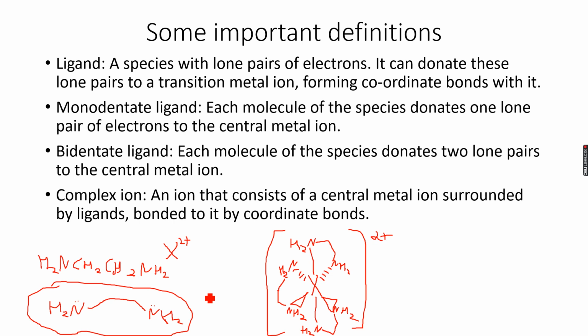Okay, so we have done these three definitions: ligand, monodentate ligand, and bidentate ligand, and now complex ion. An ion that consists of a central metal ion, in this case X, surrounded by ligands, in this case H2N CH2 CH2 NH2, bonded to it by coordinate bonds. Just write this exact definition and you'll get the marks.